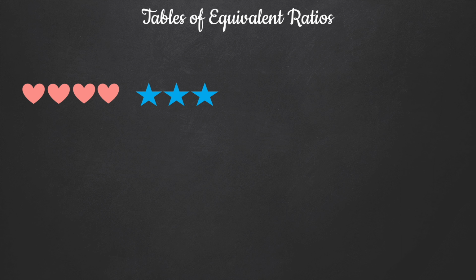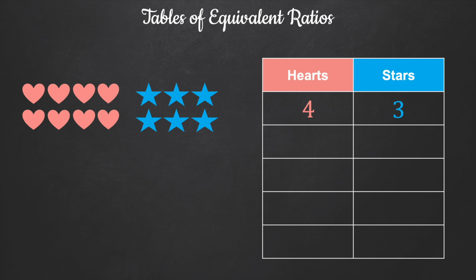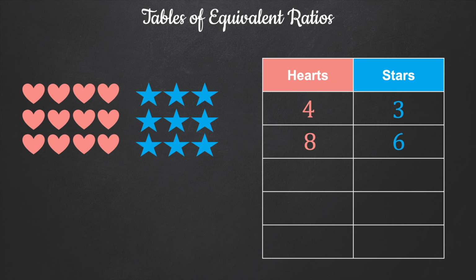Now, if we're going to do a vertical table, it's going to be the same thing, except it looks like this. We're going to fill it in the same way, except we're going down. So if we take the original ratio 4 hearts to 3 stars and double it, we now have 8 hearts and 6 stars. And then if we take the original ratio and triple that, we now have 12 hearts and 9 stars.